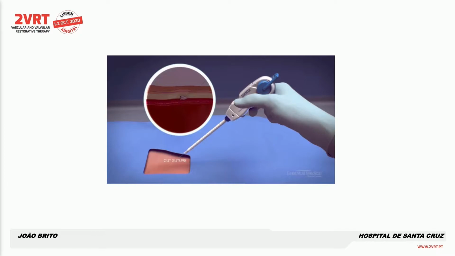We remove the guide wire. We have to do this always in a 45-degree angle. It's very important. And we remove gently and slowly the wire, cut the suture, and check by angiography if everything is okay.